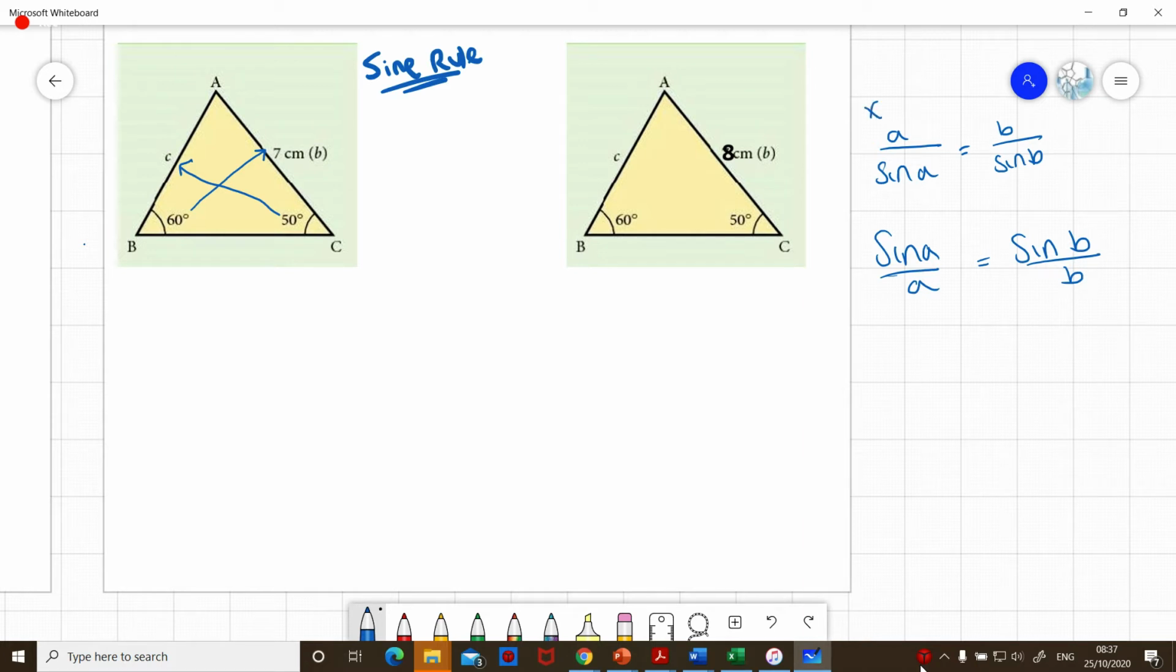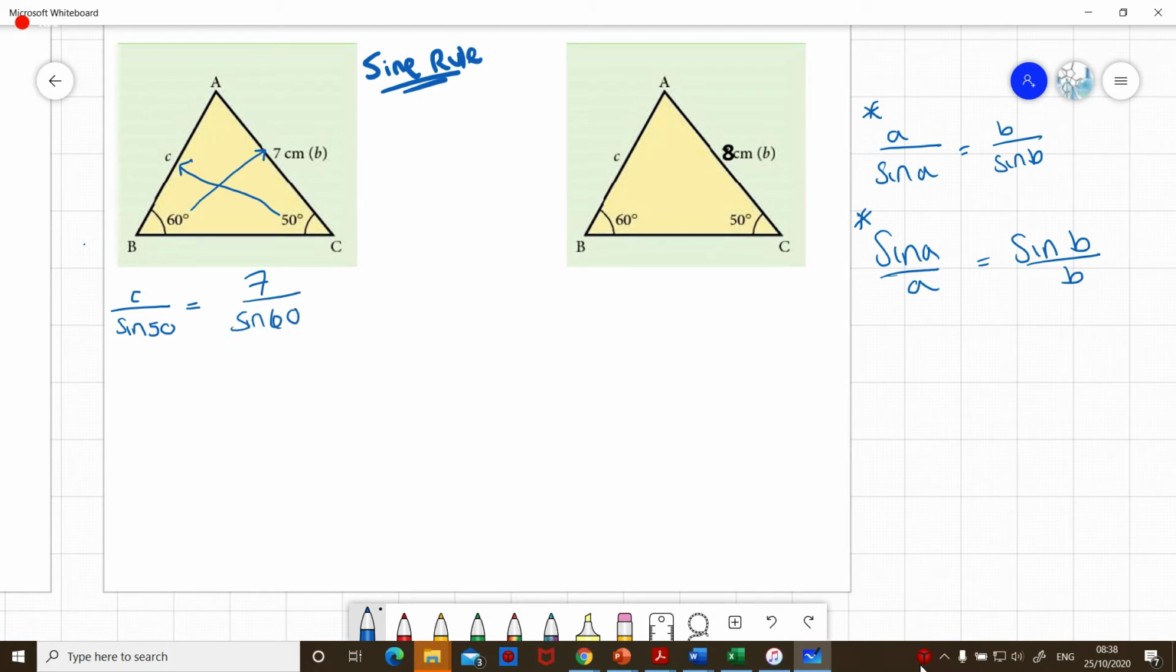Today I'm going to be using this format. Both will give me the same answers, so don't worry. Any format works, and you only need two. You don't need the third one. And you always need two. So what you do is connect the 50 degrees to the C. So I'm going to put C over sine of 50, and that is equal to 7 over sine of 60.